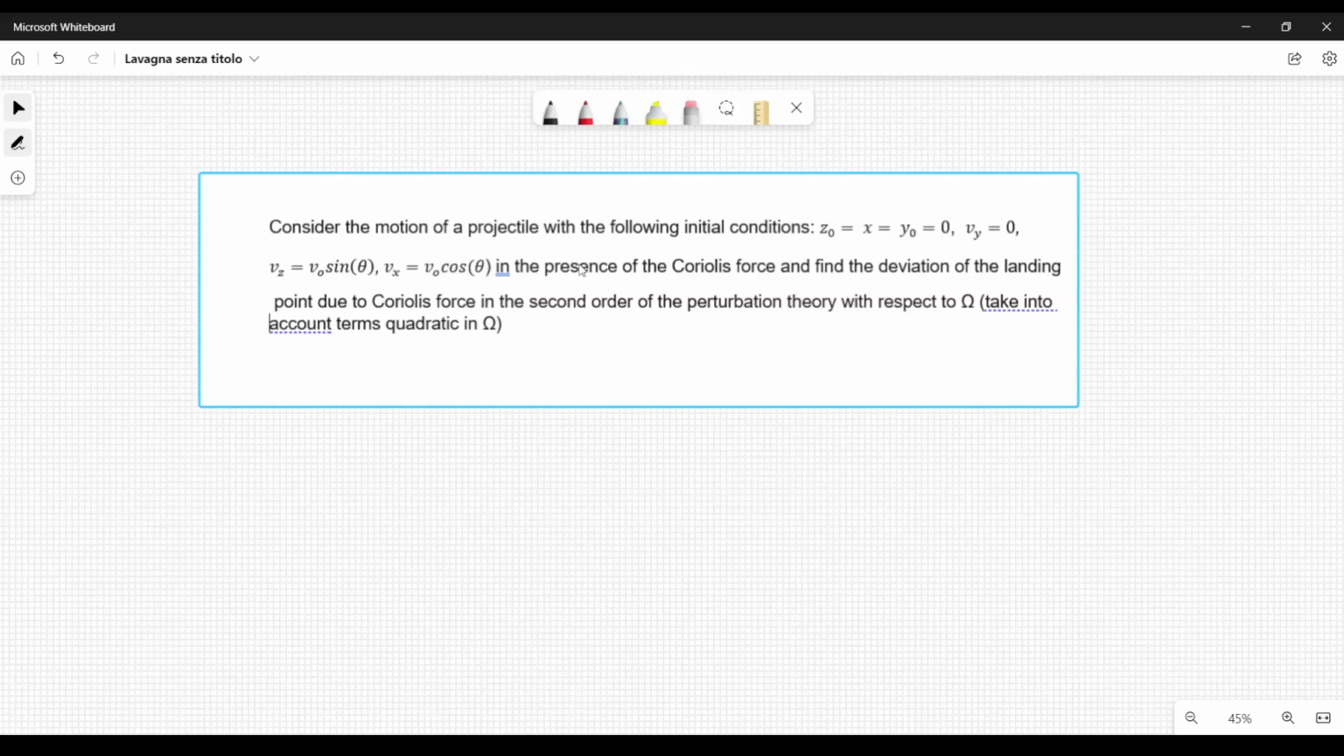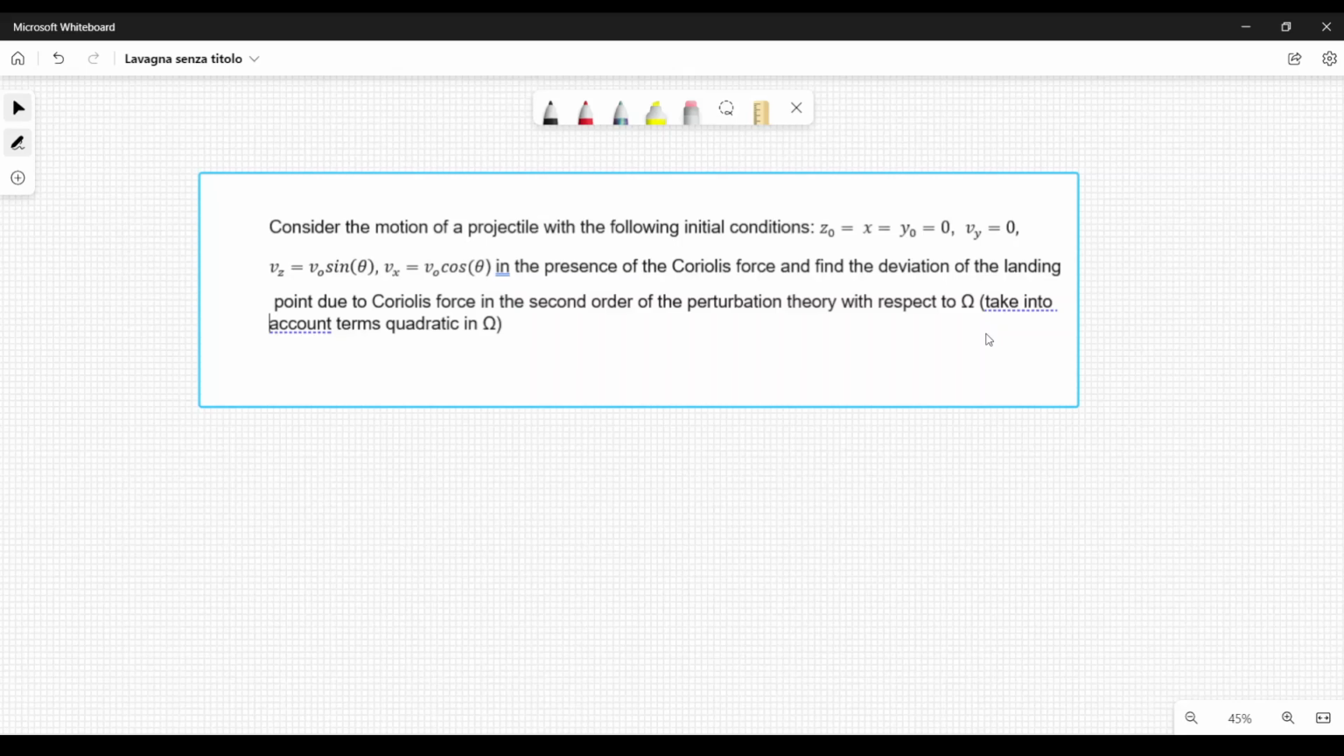We have to consider the presence of the Coriolis force, and we have to find the deviation of the landing point due to the Coriolis force in the second order of perturbation theory with respect to omega, which is the angular velocity of the Earth. So our non-inertial frame of reference is the Earth, which has a certain angular velocity omega, and due to the presence of a non-inertial frame of reference, we have to consider the Coriolis force. The Coriolis force is the only non-inertial force that we are going to consider in this problem.